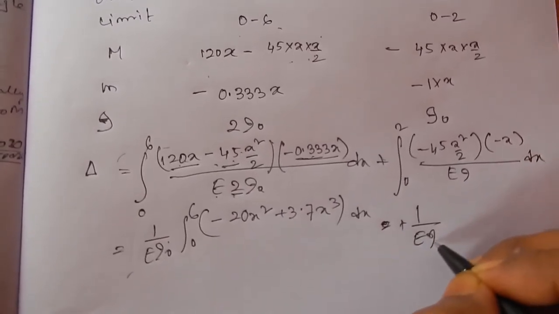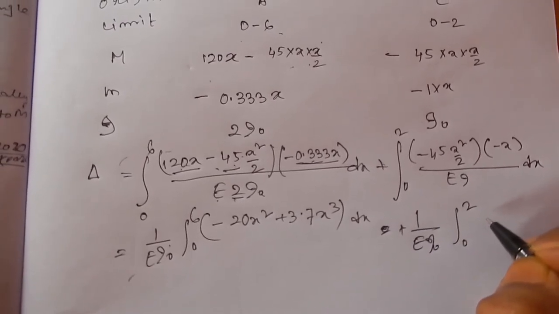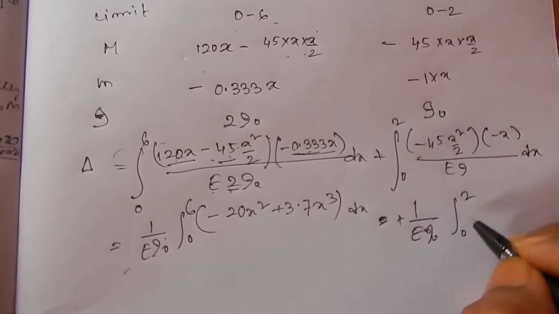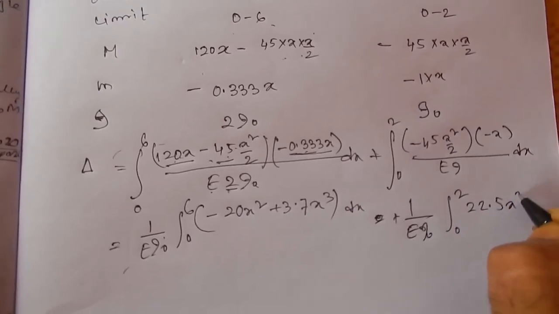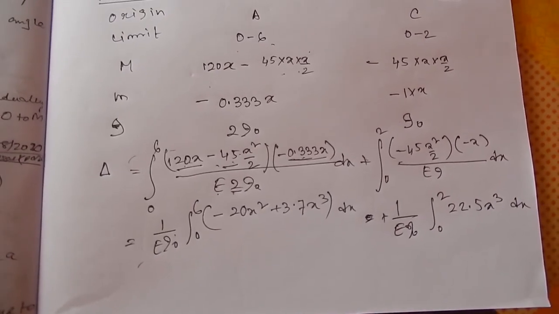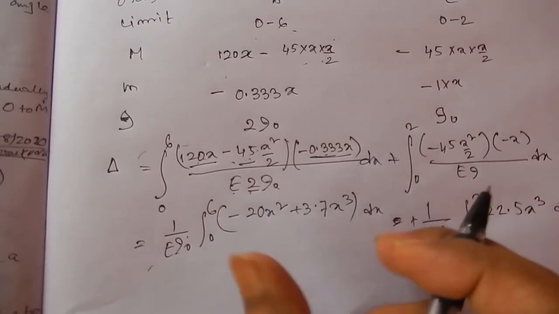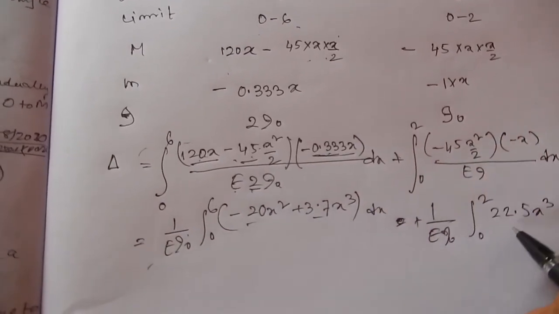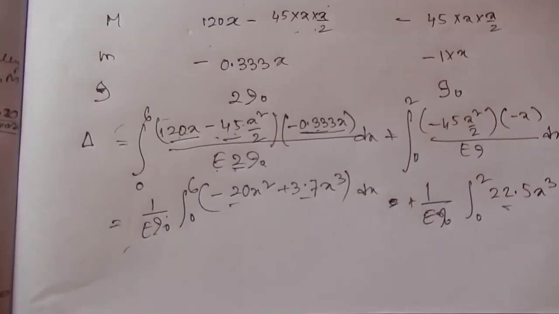And if you take out EI in this part also, you will be getting summation of 0 to 2, and this will be quite easy. If you multiply, and if you divide this 2, you will be getting 22.5 x cube, right? And this into dx, right? So you are having a simplified case. You just need to integrate this part and this part. After that we will be getting the value. Let us integrate.